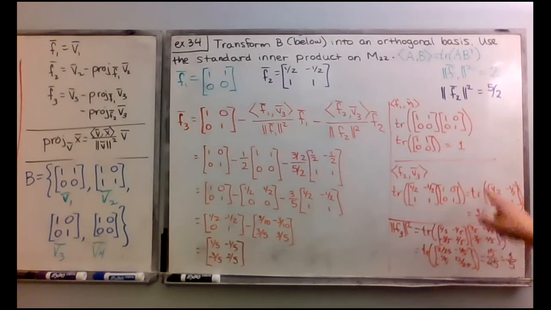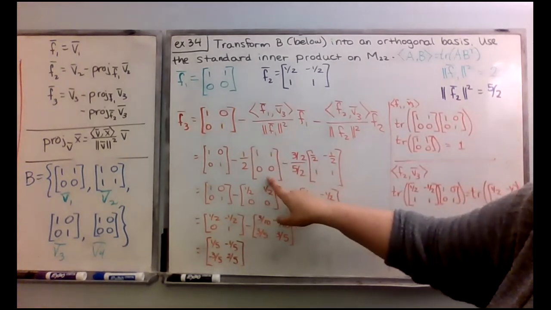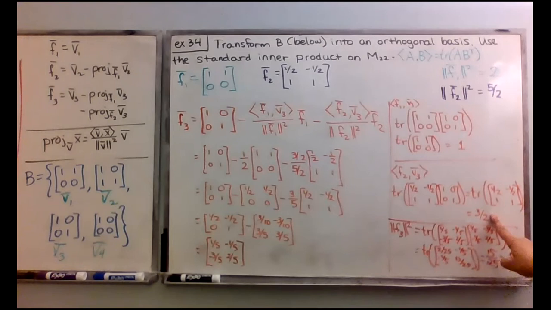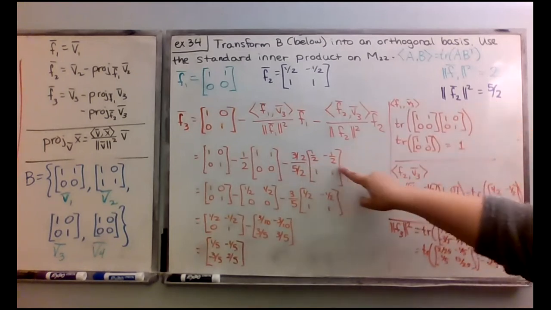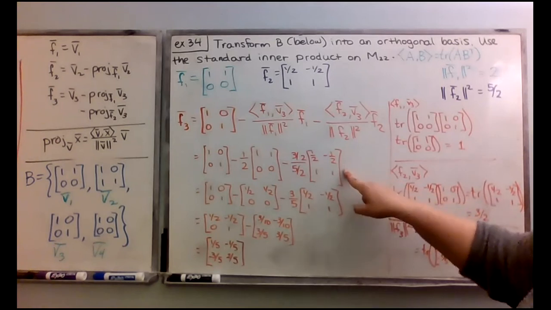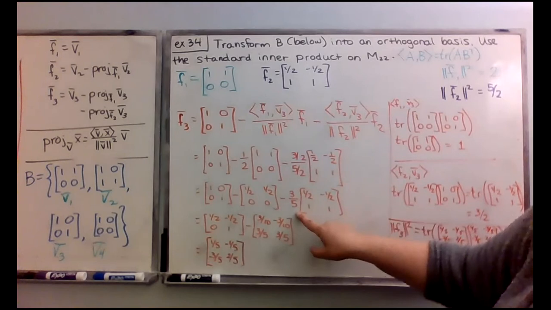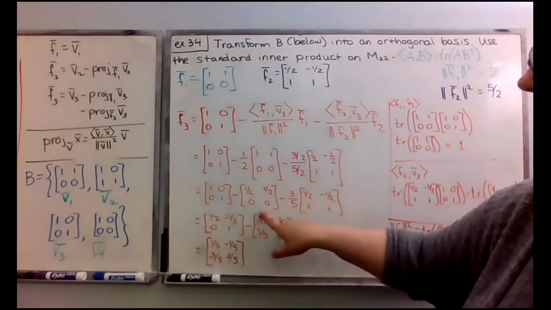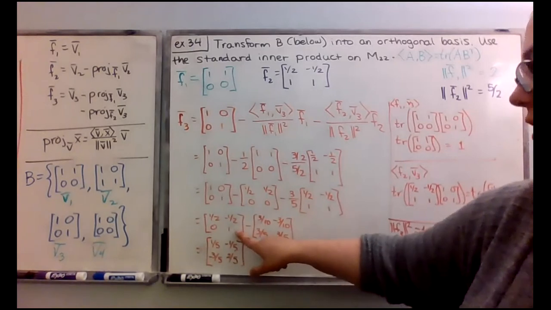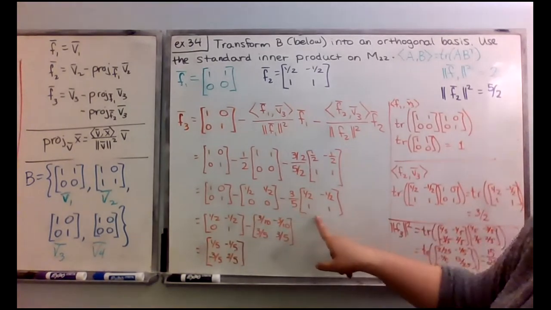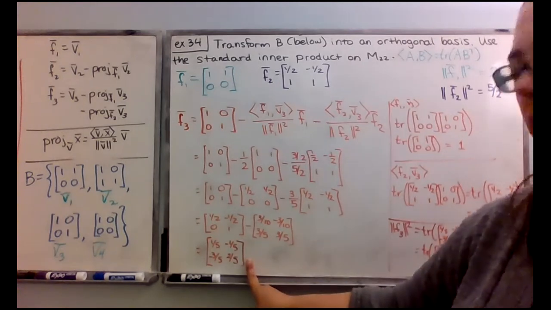So I did 1 over 2 times F1, and then I have 3 halves over 5 halves. So here's my 3 halves over 5 halves times F2. Now the 3 halves over 5 halves simplified to 3/5, and over here I distributed the 1/2. I subtracted these two to get this matrix here, and then I distributed the 3/5 to get this one, and then I subtracted to get this matrix.